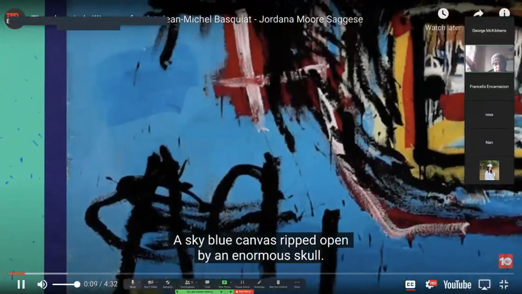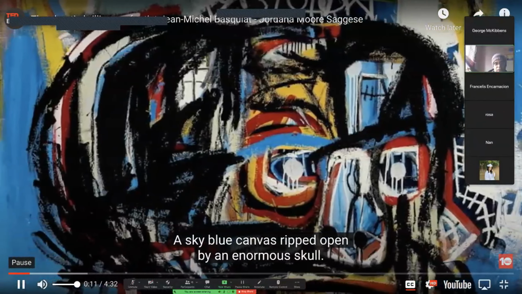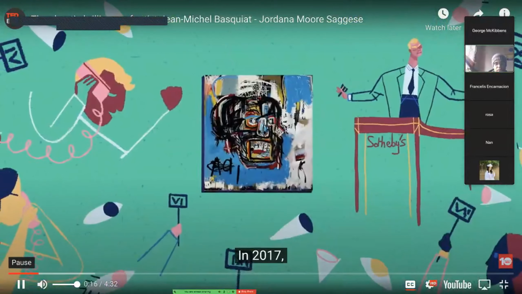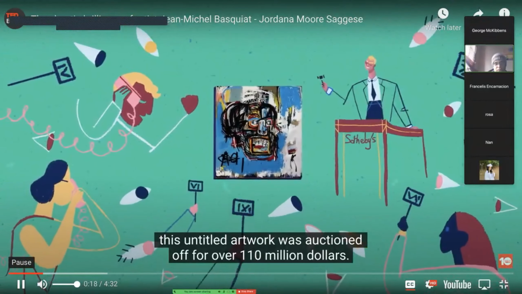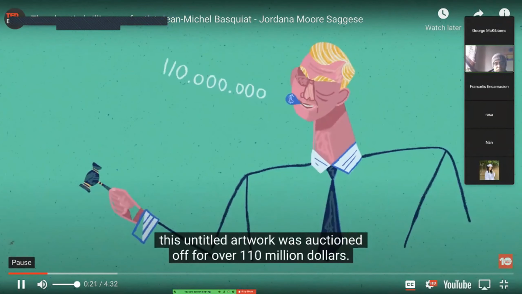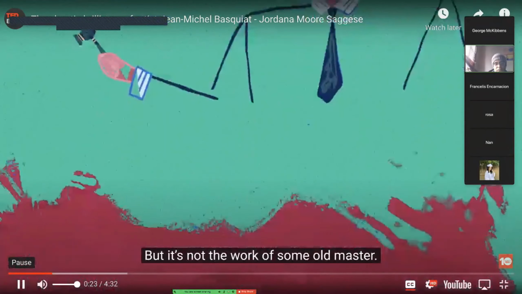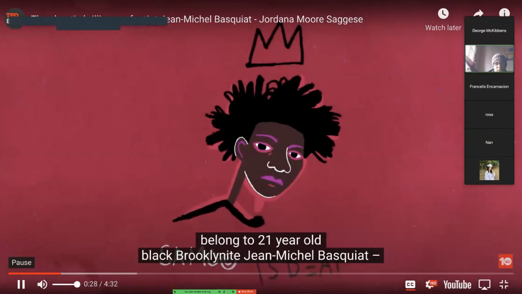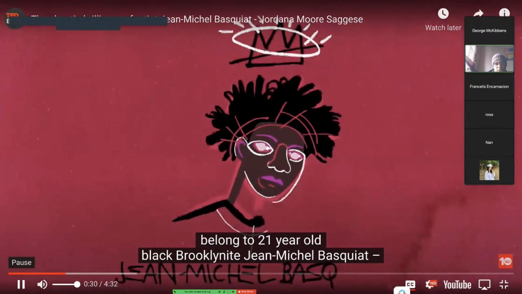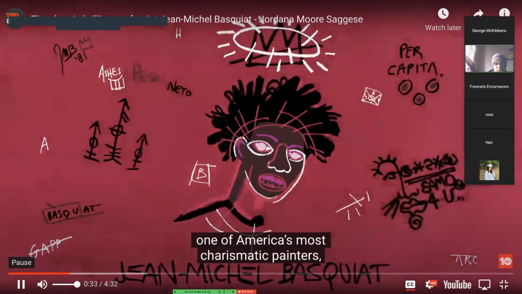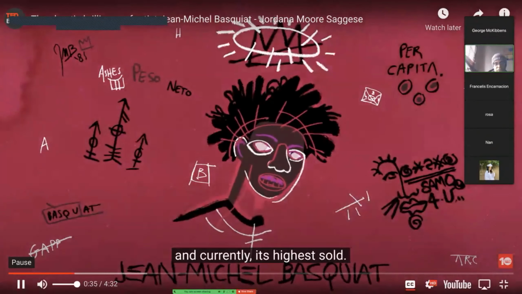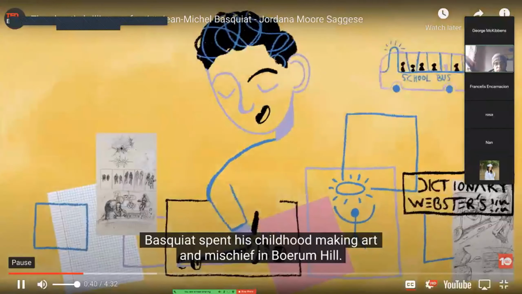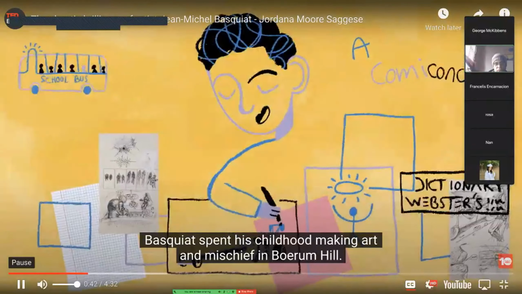A sky blue canvas ripped open by an enormous skull, teeth bared through visceral slashes of oil and spray paint. In 2017, this untitled artwork was auctioned off for over $110 million. But it's not the work of some old master. These strokes of genius belong to 21-year-old Black Brooklynite Jean-Michel Basquiat, one of America's most charismatic painters and currently its highest sold. Born in 1960 to a Haitian father and a Puerto Rican mother, Basquiat spent his childhood making art and mischief in Boerum Hill.